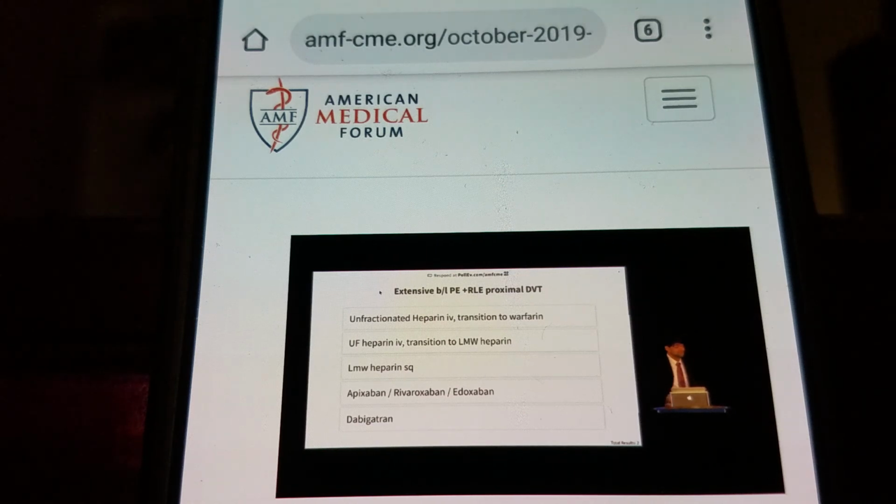So this is somebody who has cancer-associated VTE from a stomach cancer. Unfractionated heparin, transition to warfarin, unfractionated heparin to low molecular weight heparin, or just go with low molecular weight heparin sub-Q, or do we choose a DOAC or a 10A inhibitor or dabigatran, a direct thrombin inhibitor?